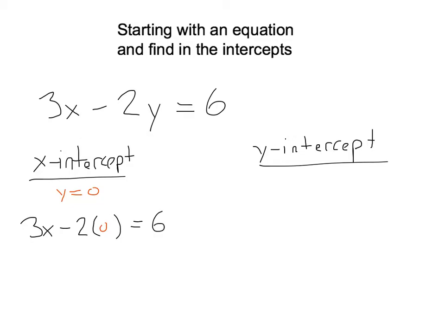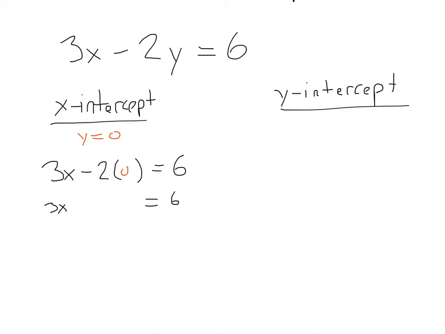Now what you see is that since the y is now gone, we have 3x minus 2 times 0, which is just 0, so I don't even really need that, is equal to 6. 3x equals 6. That's not any special linear equation. That's just an equation we've been solving for years now. So all I would do is divide by 3 and divide by 3 to get x by itself, and then x would equal 2. So what's my x-intercept? Well, it's 2, or it's the point 2, 0.